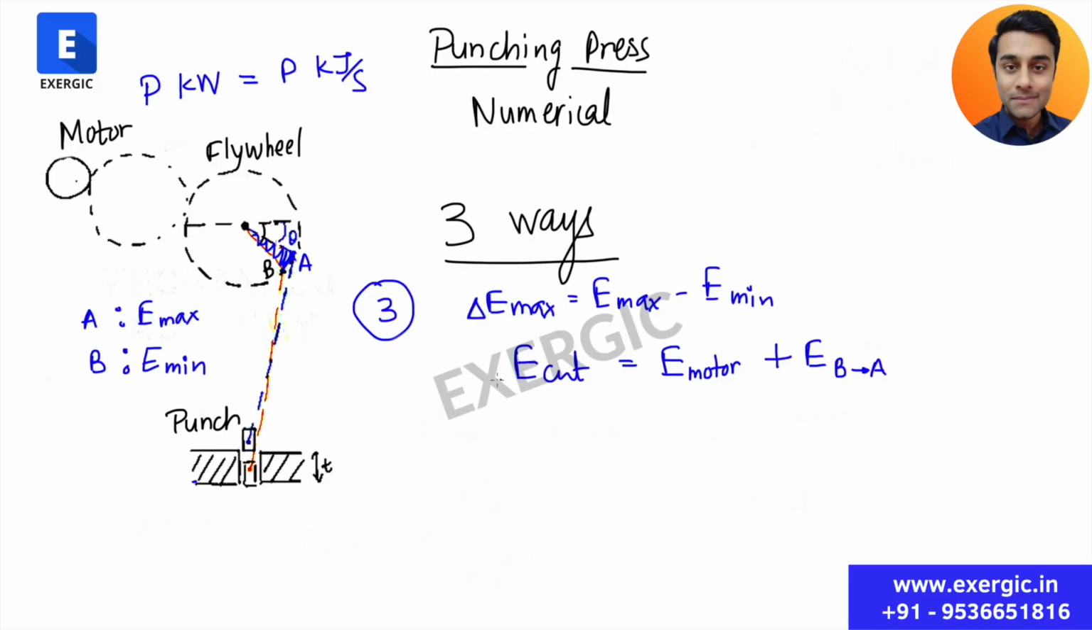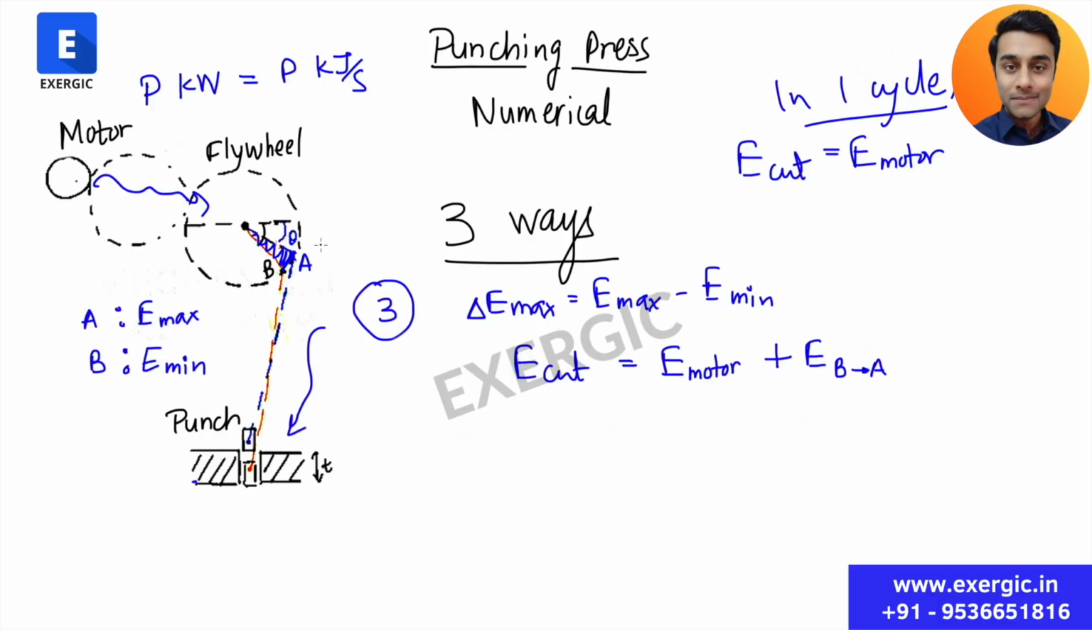The thing to note in this expression is that this is not the energy of the motor per cycle. Don't think that this is the energy of the motor per cycle. If it was, the expression would have been that the energy required for cutting is totally given by the motor in one cycle. That is what I have already taught you. Whatever energy the motor gives in one cycle, the total energy is used in cutting. The flywheel does not store anything.